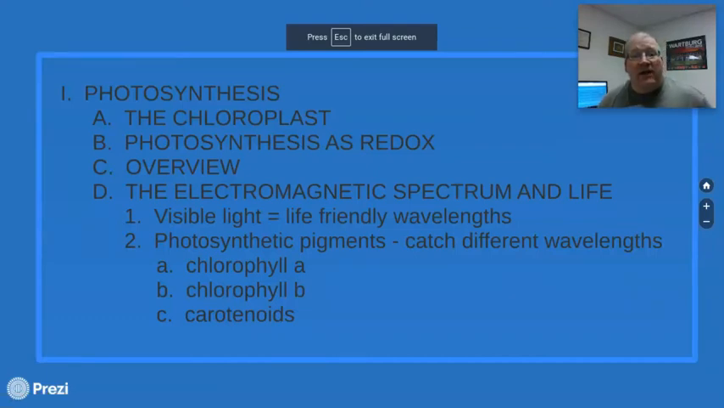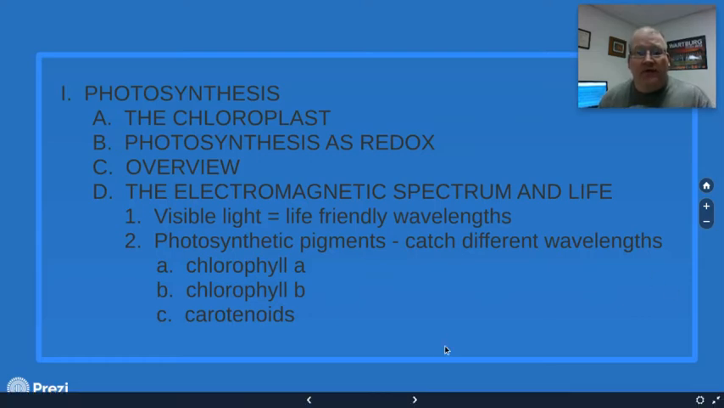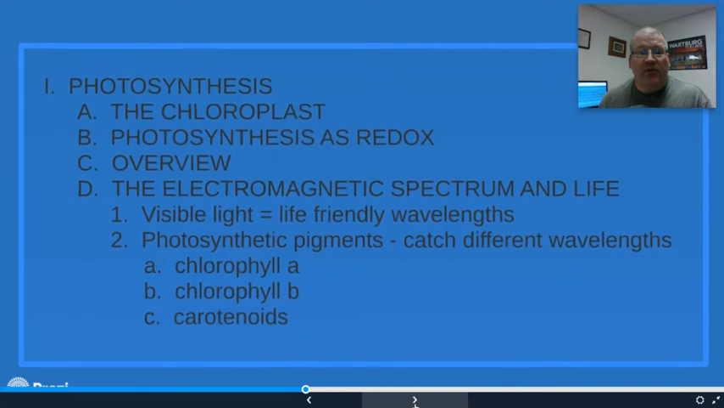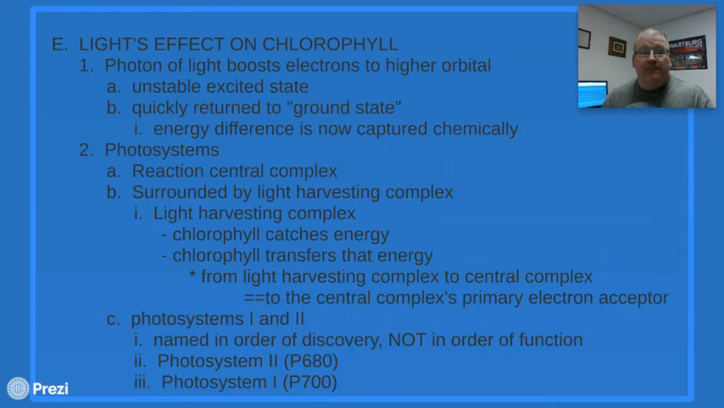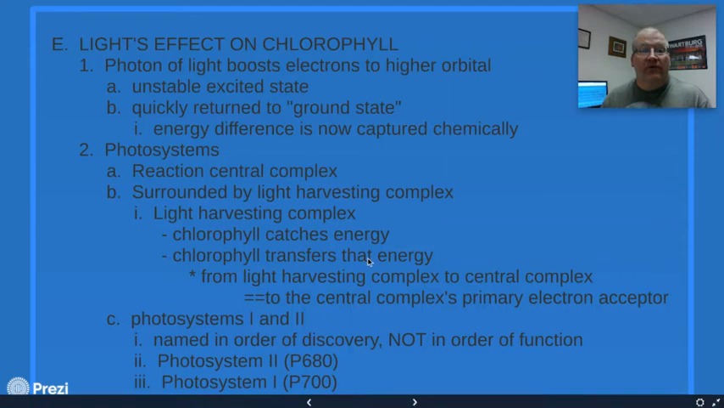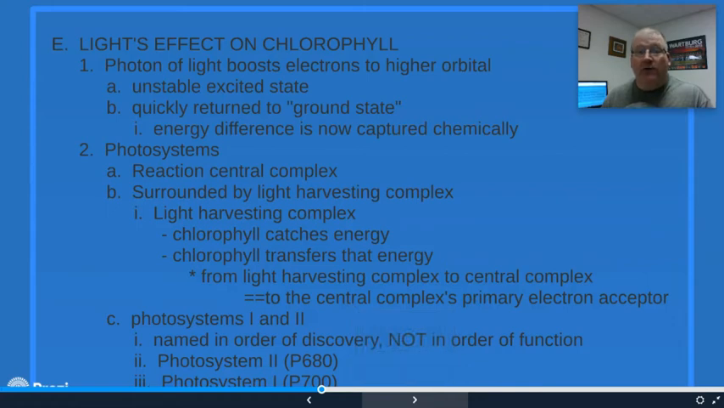So that's the electromagnetic spectrum. Let's take a look at what that light does to chlorophyll to get this whole thing started. Chlorophyll is a pretty special molecule. And what happens is that radiant energy, photons specifically, have an amazing effect on chlorophyll. They interact with the chemical of chlorophyll. So a photon of light literally boosts electrons in a chlorophyll molecule to a higher orbital.